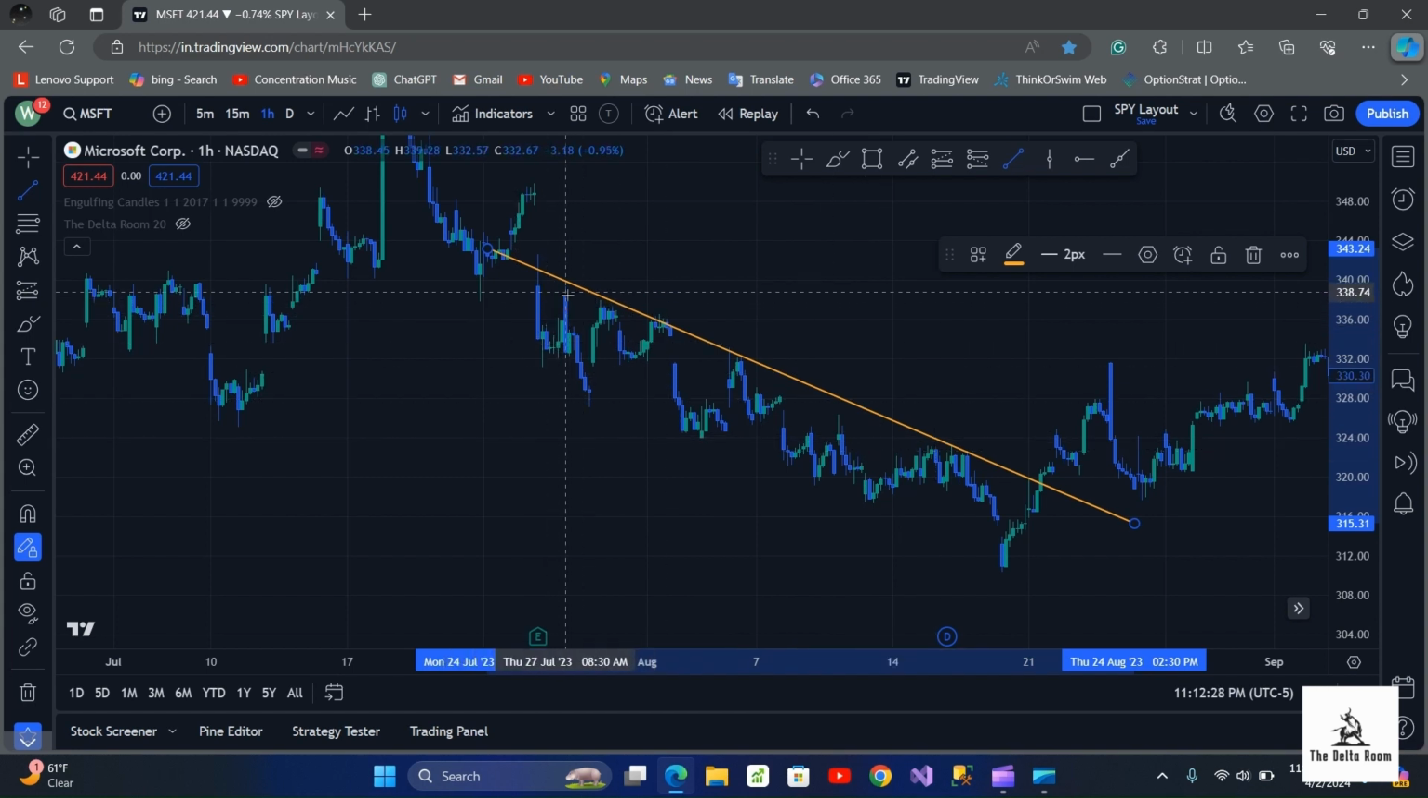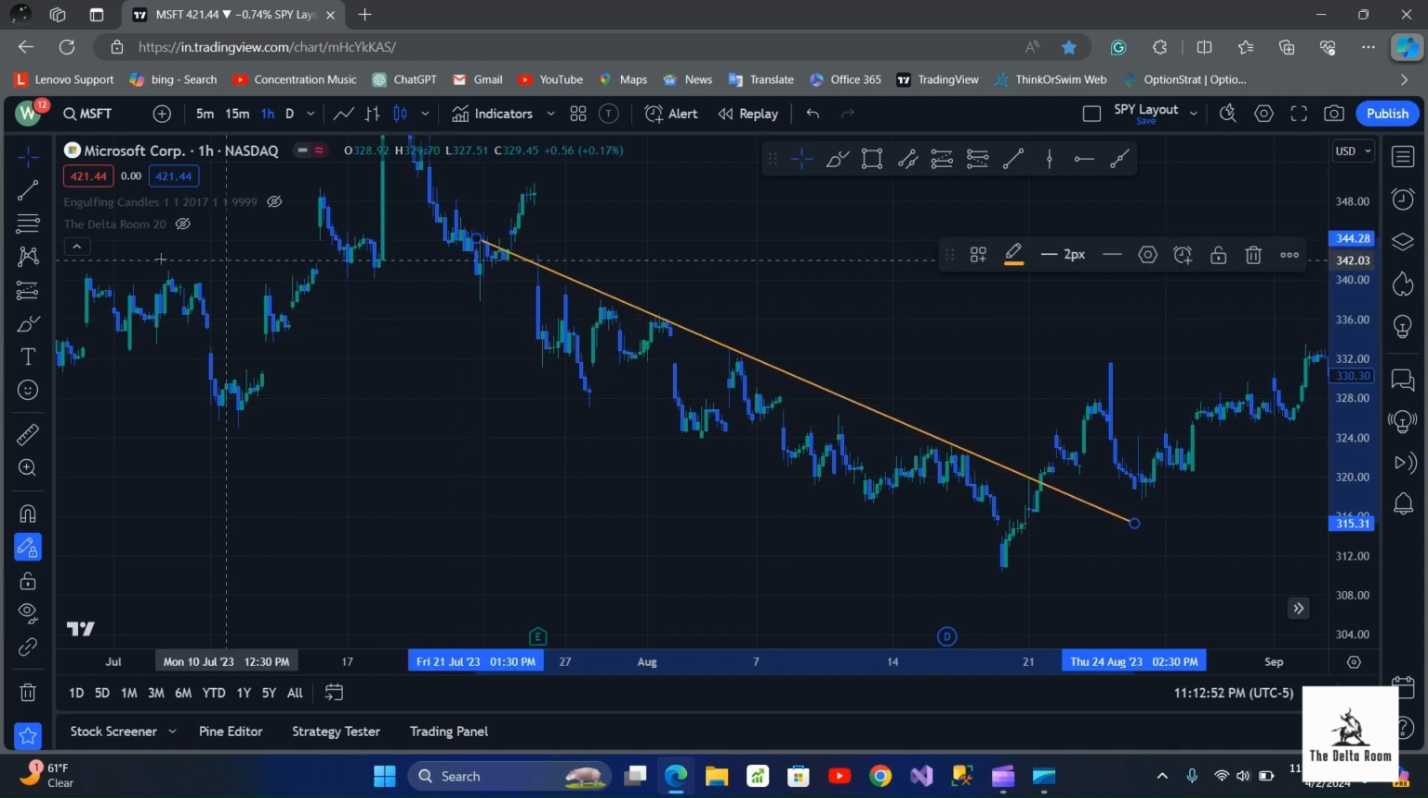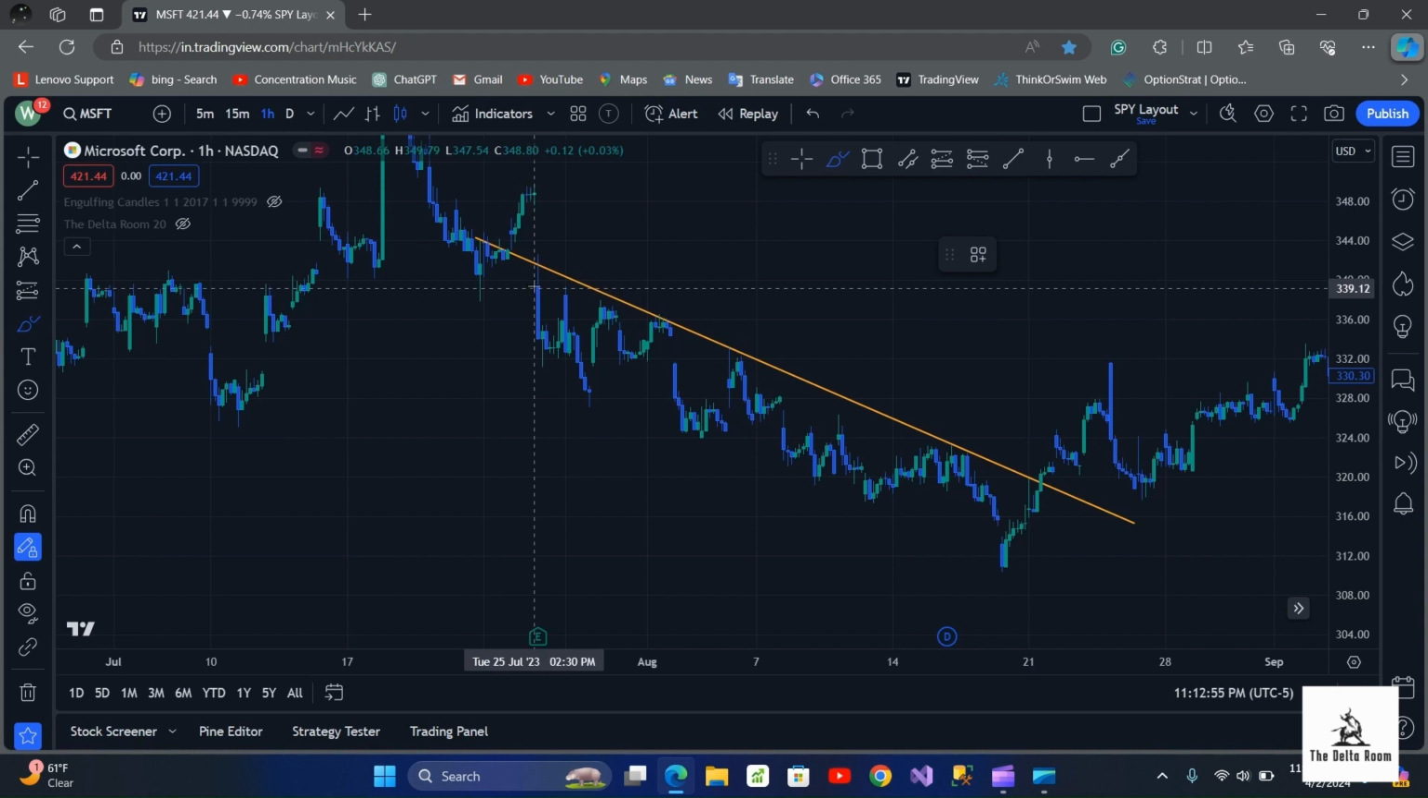If some of the candles are not touching, only the wick is touching, it's totally fine. And even if sometimes the wick is not touching, that's also fine, as long as you are still touching the most amount of candles. But again, like I said, you cannot just go through them. You have to draw it in such a way that you have the most amount of touches.